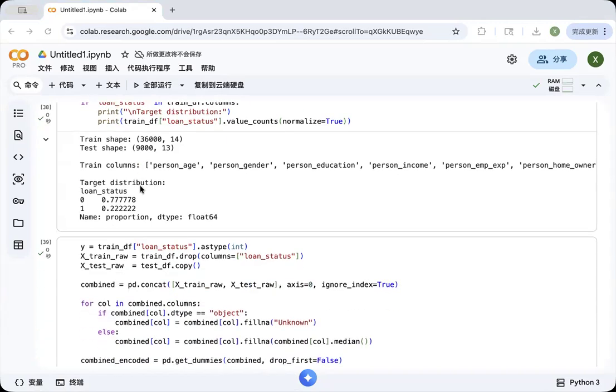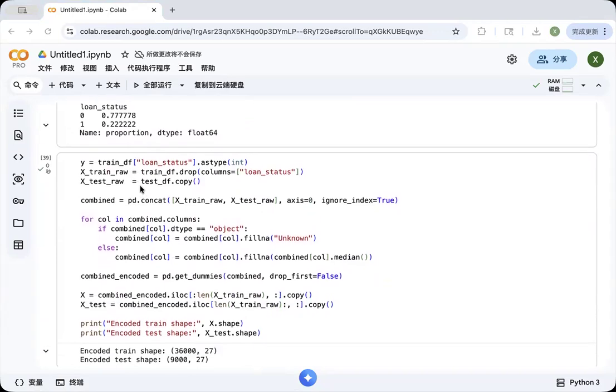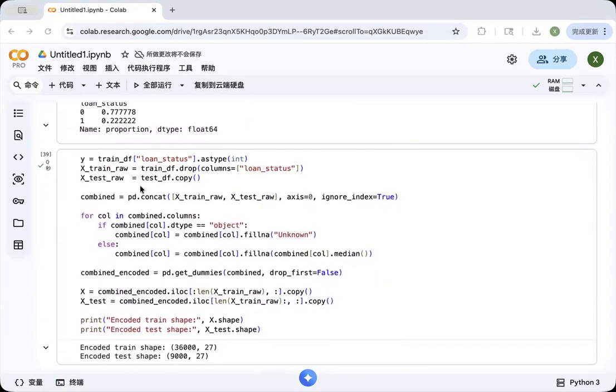To improve prediction quality, we applied feature engineering techniques. First, we transformed categorical variables such as education level, home ownership, loan intent, and gender using one-hot encoding. This prevents the model from assuming false ordinal relationships and allows both linear and tree-based models to properly interpret categorical differences. Second, we engineered financial ratio features that better capture borrower risk.